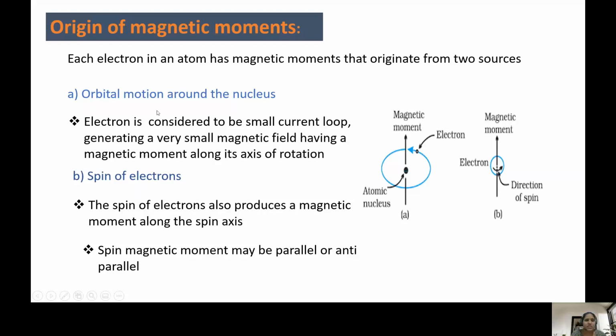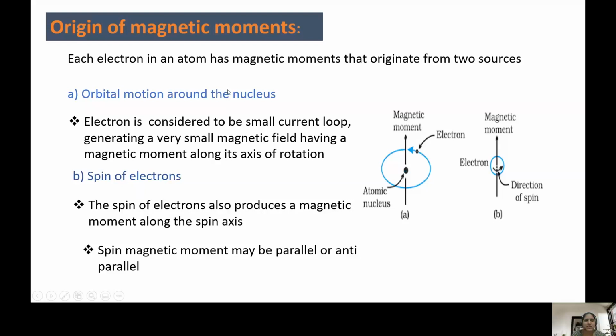That is, we can observe that there are two types of motion of the electrons around the nucleus. That is orbital motion around the nucleus and also the spin motion. Here, each electron in an atom has magnetic moments that originate from the two sources. As I already told, every moving electron will act as a small magnet having the magnetic moment along its own axis. So that magnetic moment of the electron will arise from the two sources.